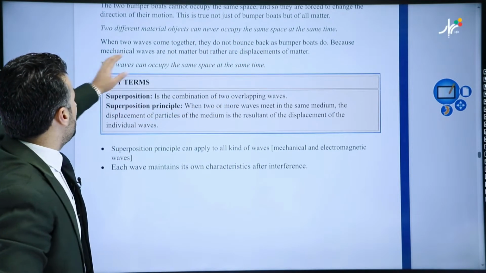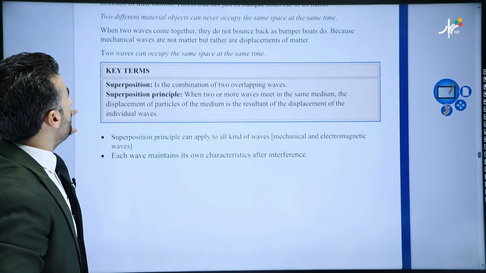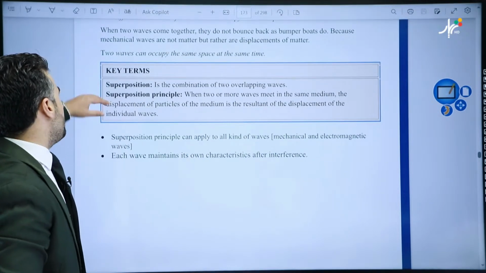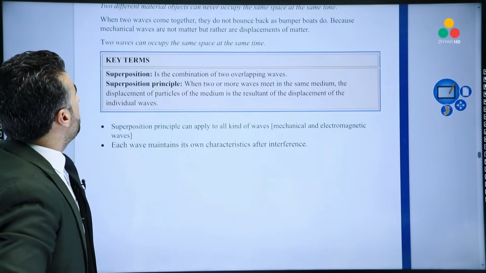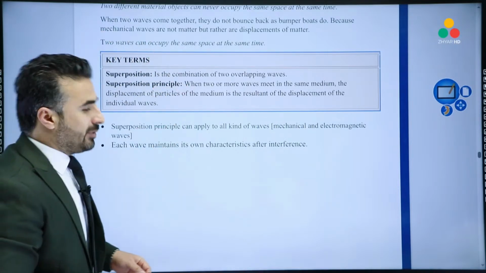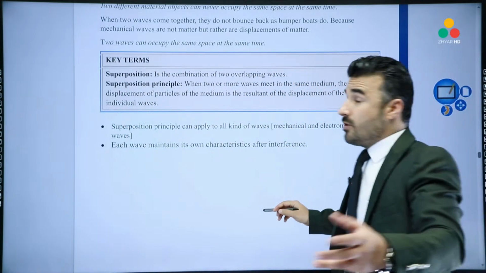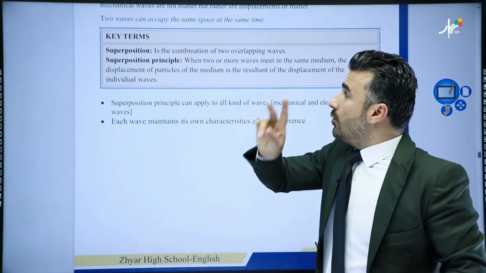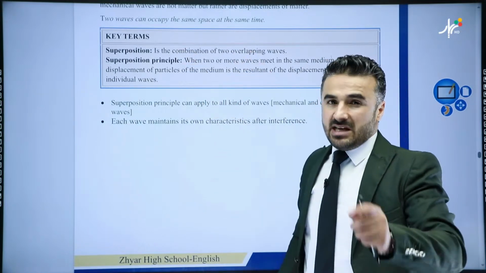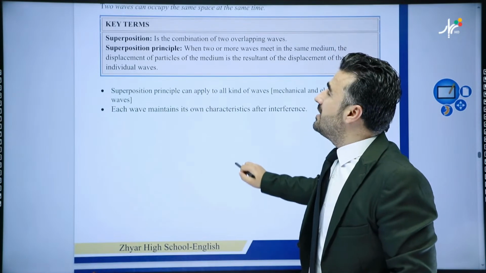Why? Because mechanical waves are not matter, but rather a displacement of matter. It would be best to see this within the electromagnetic wave. So remember this: two waves can occupy the same space at the same time. That is the difference between waves and matter.